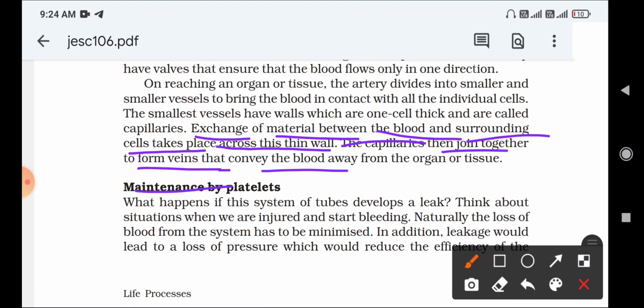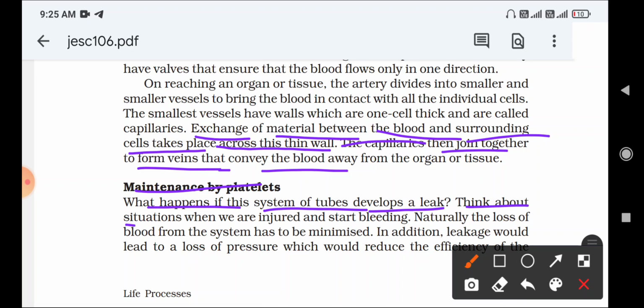Next, maintenance by platelets. What are platelets and what is their function? What happens if this system of tubes develops a leak? We have discussed that blood goes from one cell to another cell of the body and transports waste substances and other materials. Sometimes the passage of the blood will leak. So what happens to that section of the body, and what will be the effect on the organism? If the passage is damaged or broken, what will happen to the organism?